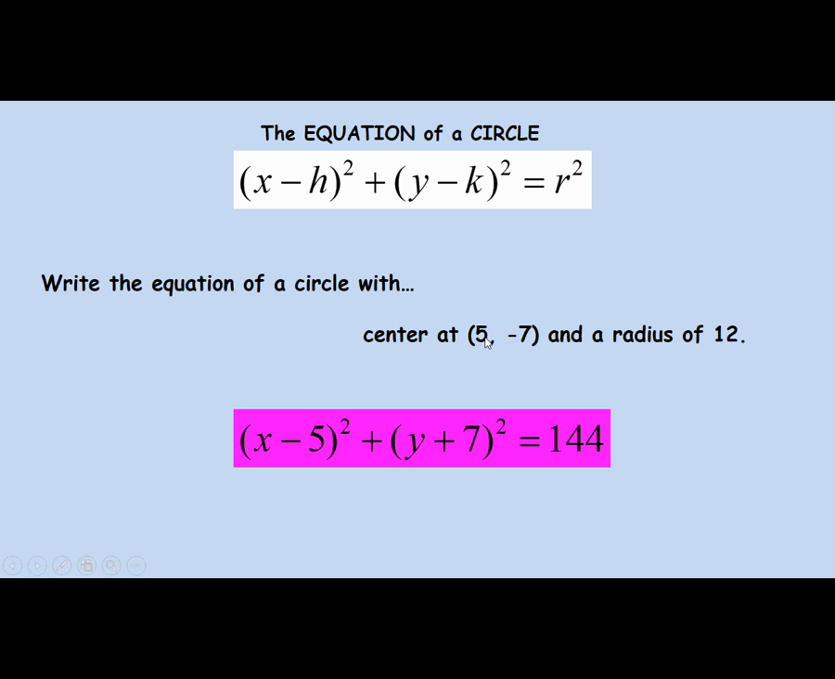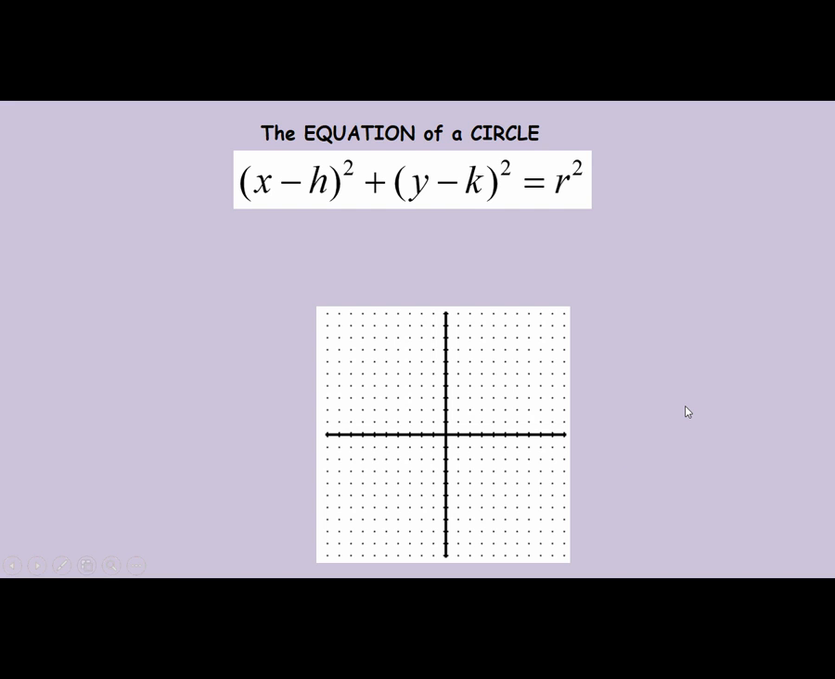Okay, in this case, we're going to have x minus 5, and then it'll become y plus 7, because we'll have y minus -7. The double negative becomes a plus. And in the end, we're going to put 12 squared, or 144. That's it.